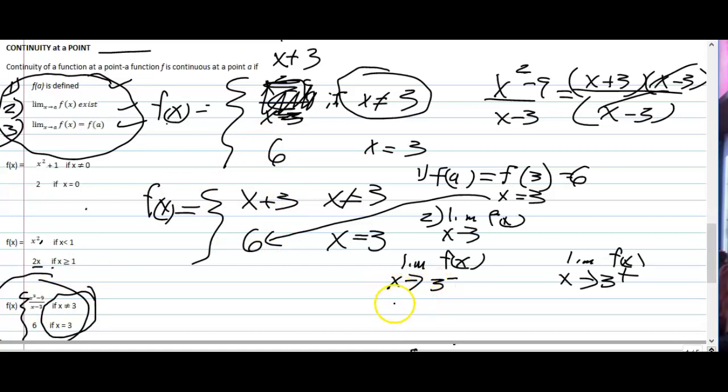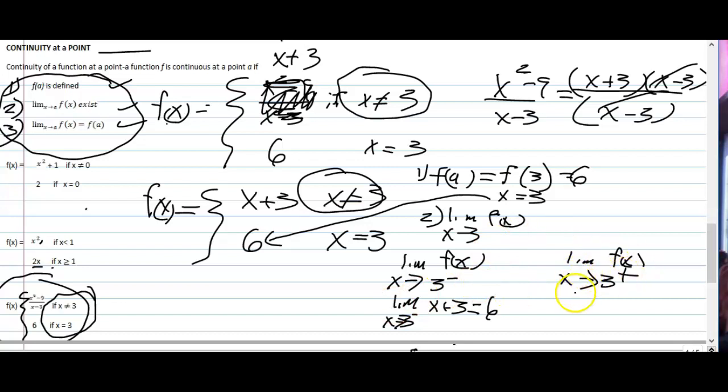Now, if x approaches 3 from the left, that means the values for x are a little less than 3. Well, if they're a little less than 3, that means they're not equal to 3. So we're taking the limit of x plus 3 as x approaches 3 from the left, which, plugging 3 in, would be 6. Now remember, this is not a negative in front of the 3. It's to the right of the 3. So that means the values for x are a little less than 3. 3 take away a little bit.